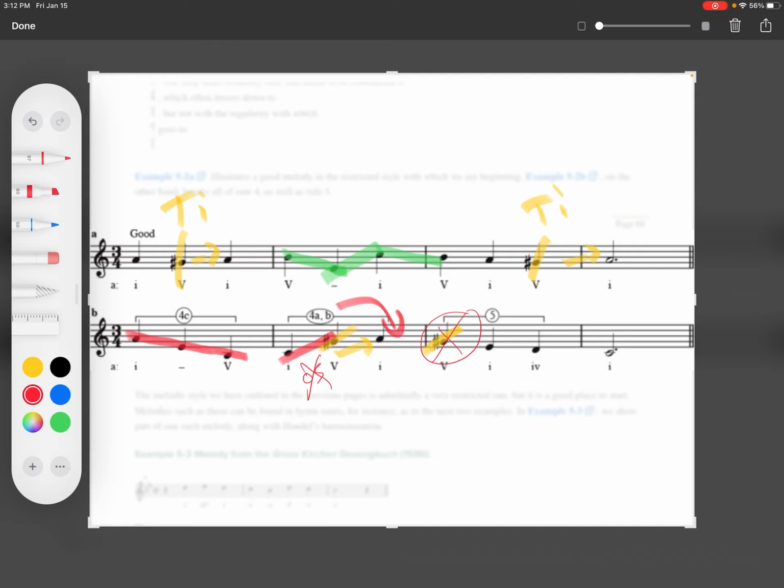Has a nice focal point at the top, has a great contour, follows all of our chords, so there you go.